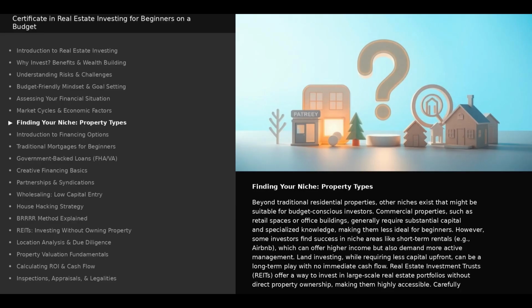Land investing, while requiring less capital upfront, can be a long-term play with no immediate cash flow. Real estate investment trusts, REITs, offer a way to invest in large-scale real estate portfolios without direct property ownership, making them highly accessible. Carefully researching and selecting a niche that matches your financial capacity and interest is key to a successful start.